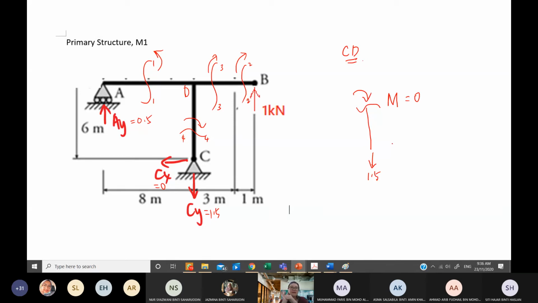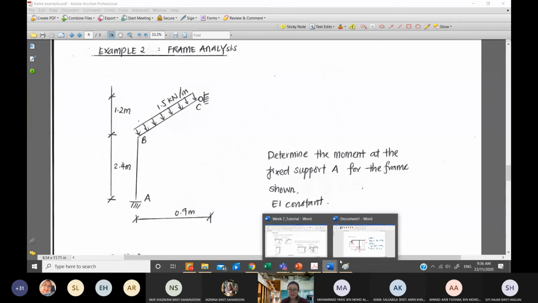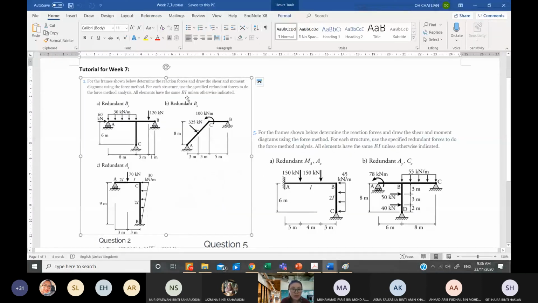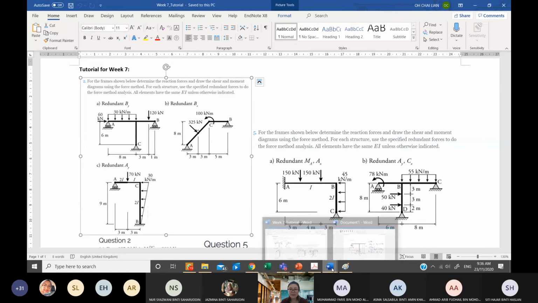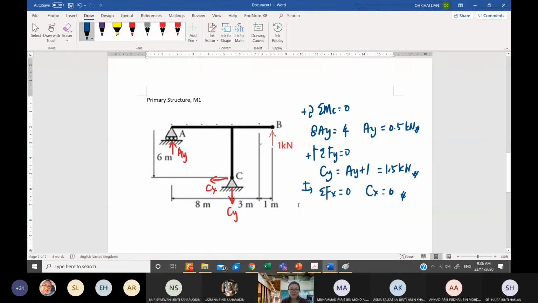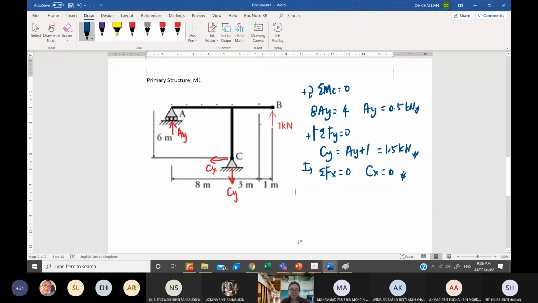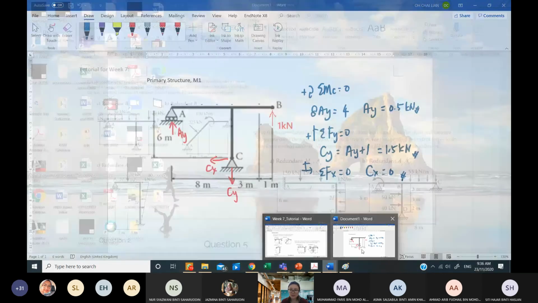So now please put in the table. I'm going to create a table together with you, and then let us put this information into the table. Can you check, class? Is that all the EI constant for this structure? I'm going to check as well. All elements have the same EI. Yes, okay, for structure A. So I'm going to create a table right now to put in all the information about my M0 and M1.